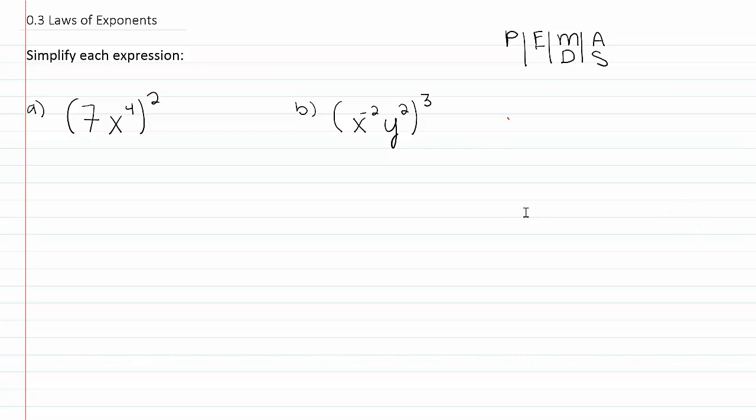Let's think back to what happens when you multiply two terms with the same base. So, for example, if I multiply x to the third times x squared, what happens in that situation? Well, the rule says we keep the common base and we add the exponents. So it'll become x to the fifth.